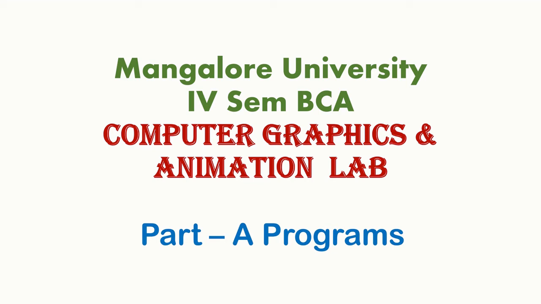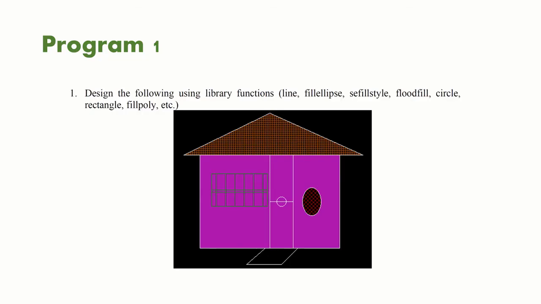Hi, in this video we will discuss Mangalore University 4th Sem BCA Computer Graphics and Animation Lab Part A programs. Program 1: design the following using library functions: line, fill ellipse, set fill style, flat fill, circle, rectangle and fill poly. We have discussed all these basic commands already, so let us start with the program.